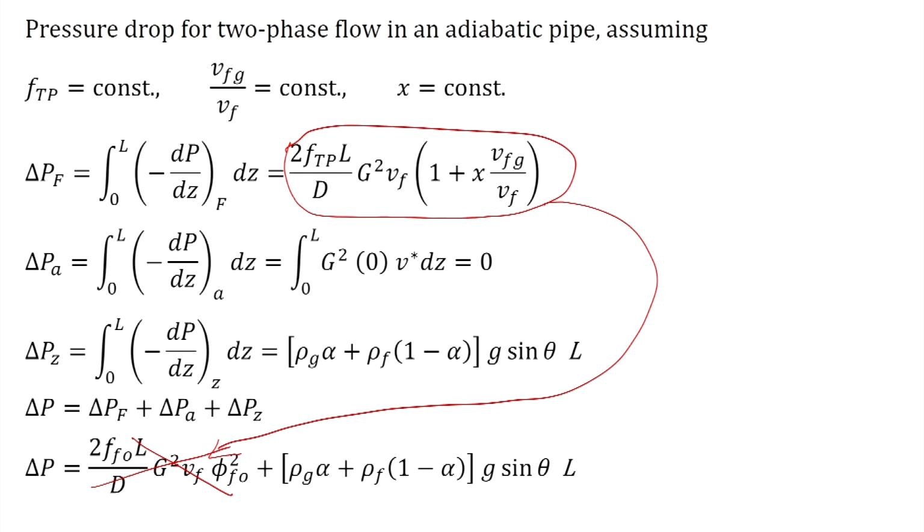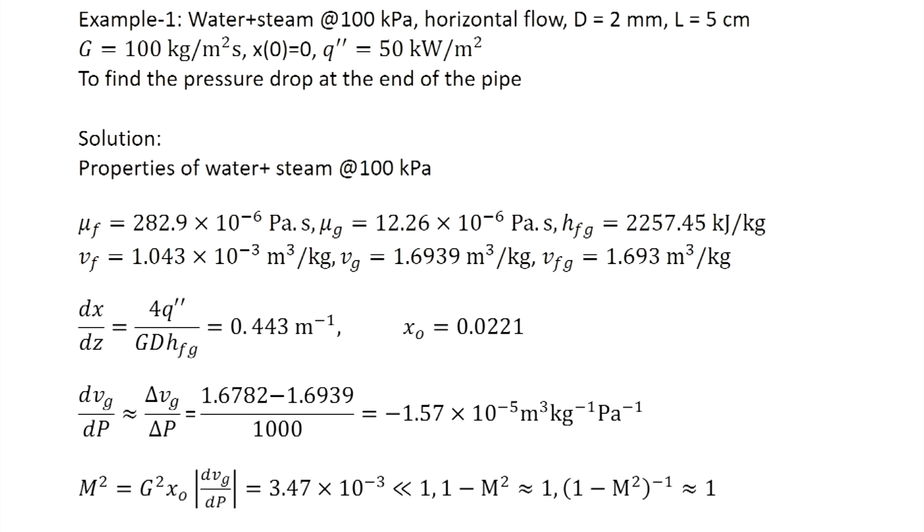And plus rho g alpha plus rho f (1 minus alpha) g sin theta L. Now, let us consider some numerical examples. Example 1 is the same as before, except that the length of the pipe is 5 centimeter, and the property data is the same as before.